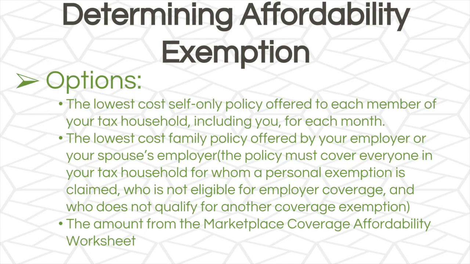So the first option is the lowest cost self-only policy offered to each member of the household, including you, for each month. The second is the lowest cost family policy offered by your employer or your spouse's employer. The policy must cover everyone in your tax household for whom a personal exemption is claimed, who is not eligible for employer coverage, and who does not qualify for another coverage exemption. The third is the amount from the Marketplace Coverage Affordability Worksheet. I know that is a little bit confusing, so I'm just going to try to explain it a little better and a little less wordy.